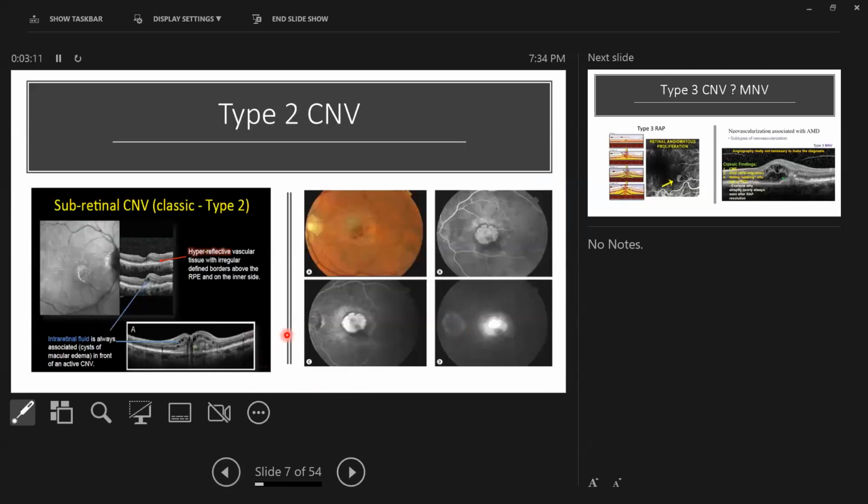Okay, so this is the typical presentation of type 1. What about type 2? Type 2 CNV, previously called classic CNV, is usually identified by fluorescein angiography as well-defined early hyperfluorescence with well-defined late leakage. On the OCT, we can see a hyperreflective area above the retinal pigment epithelium, not beneath it. And this we call the type 2 CNV.